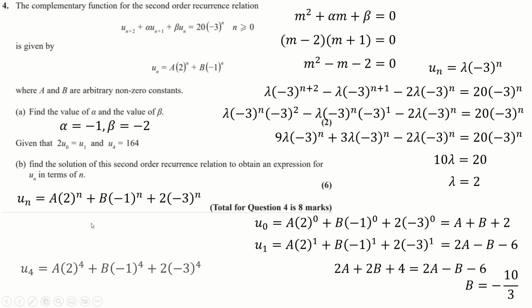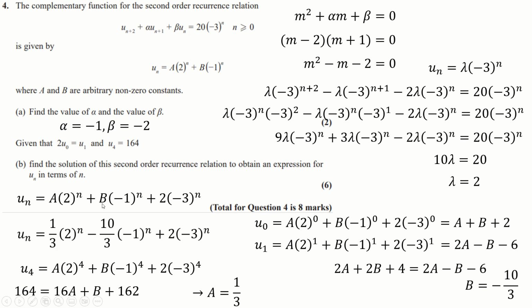u4 is this, so we put in 4. u4 is 164, so that replaces with a 164 as well. We get all this. And then, of course, you can put b into here and solve for a, and you end up with this. And then you can just write out your solution like this, and you'll be done.